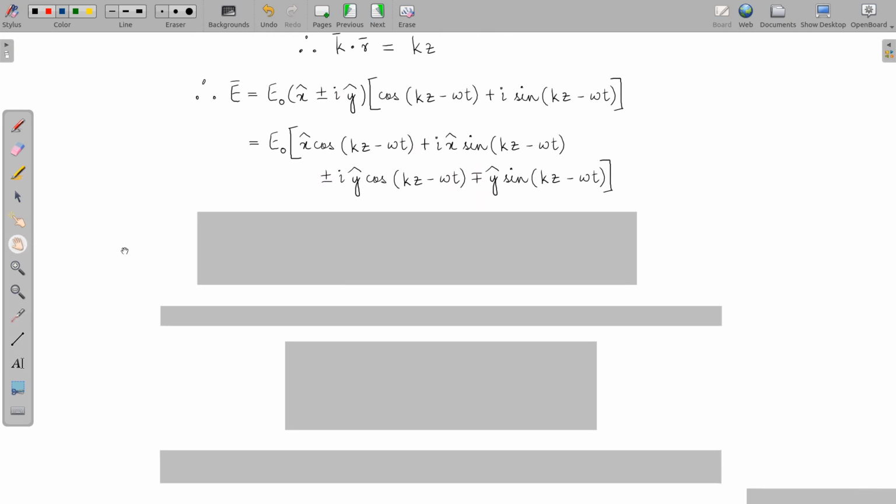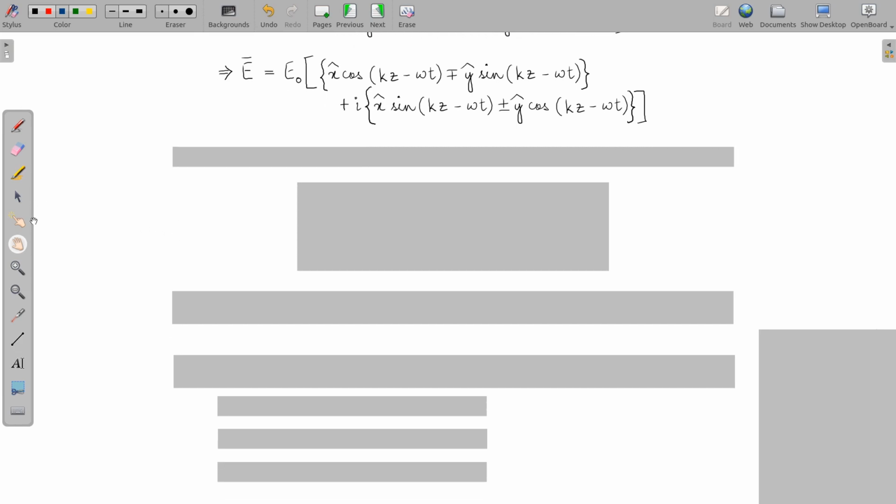So now once we have got this, we'll collect the real part and the imaginary part. We see that this is a real part, and this is a real part, and these two are the imaginary terms. So we will collect the real and the imaginary terms separately. And so we have E naught times x cap cos(kz minus omega t), then minus plus y cap sin(kz minus omega t). That's the real part, and the imaginary part will be i times x cap sin(kz minus omega t), and then we have one more, which is plus or minus y cap cos(kz minus omega t). So this is what we have after separating the real and the imaginary parts.